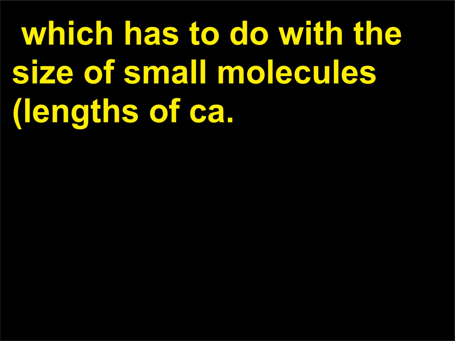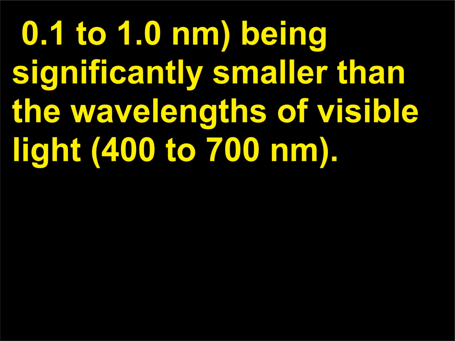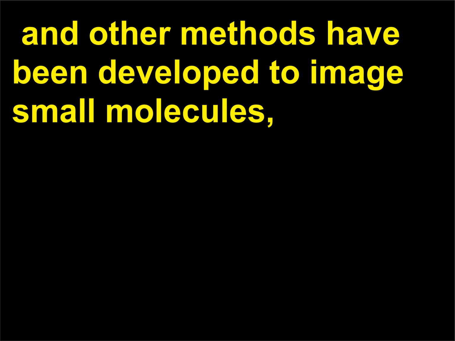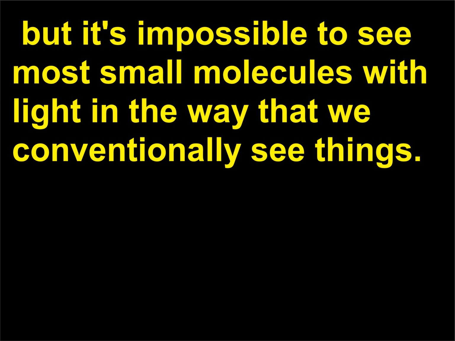There is a physical limitation that prevents their observation with light, which has to do with the size of small molecules, lengths of ca. 0.1 to 1 nanometer, being significantly smaller than the wavelengths of visible light, 400 to 700 nanometers. Other techniques based on diffracting electrons off of molecules, measuring the force molecules exert against a very small metal tip, and other methods have been developed to image small molecules. But it's impossible to see most small molecules with light in the way that we conventionally see things.